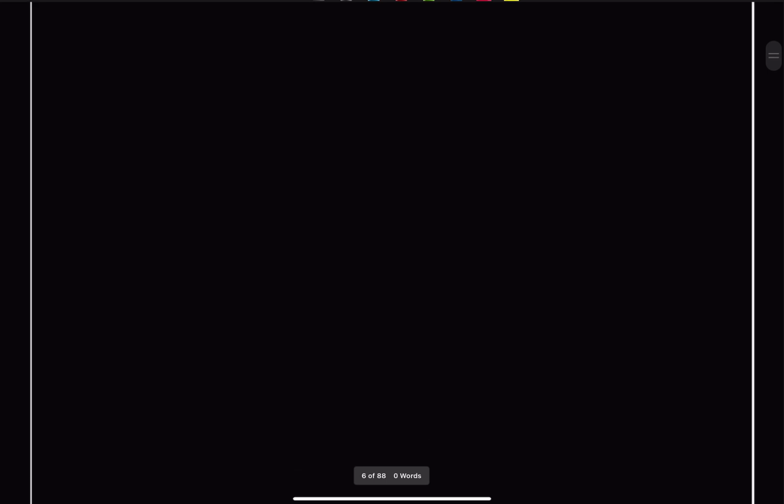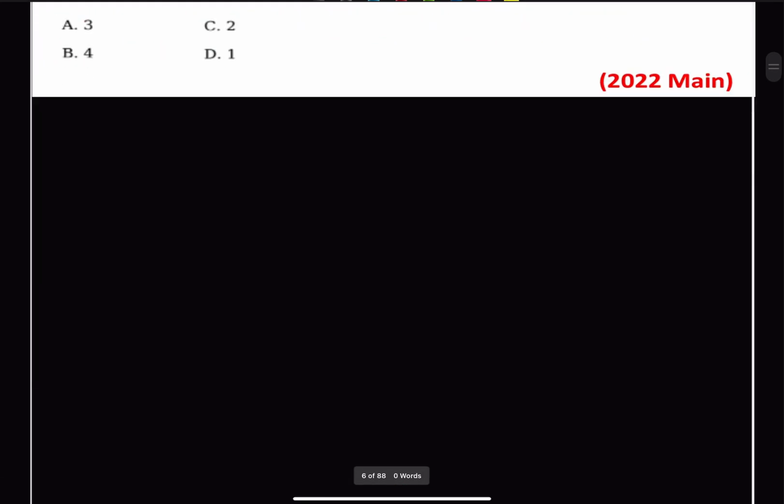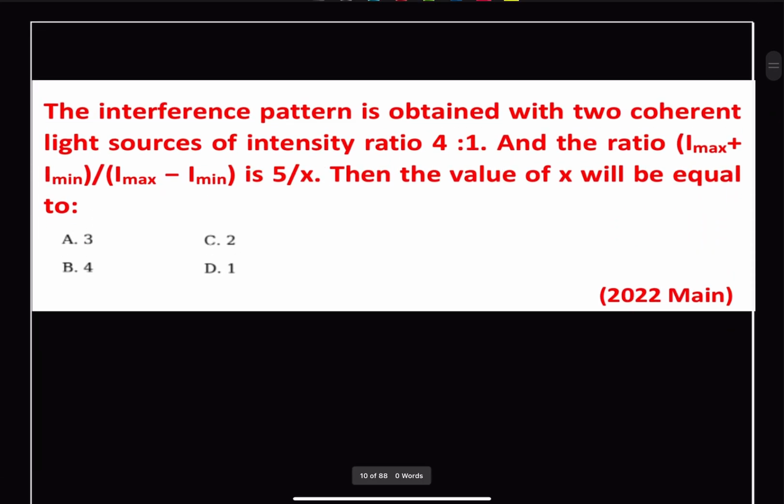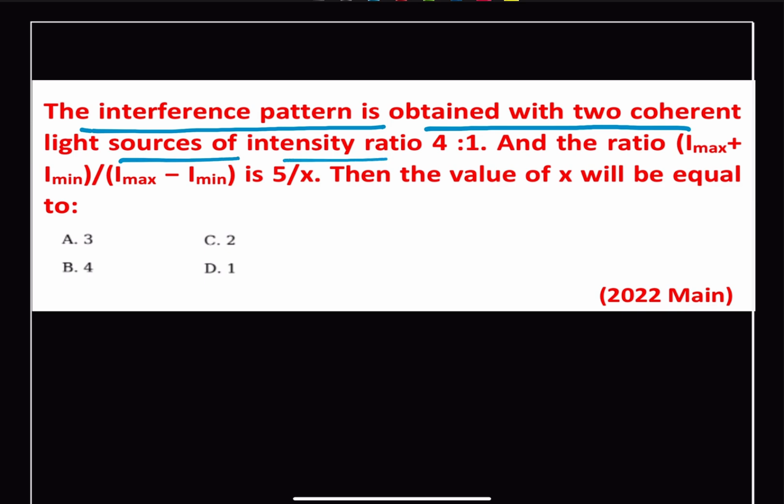Next question, and it states that the interference pattern is obtained with two coherent light sources of intensity ratio 4:1 and the ratio I max plus I min upon I max minus I min is 5 by x. Then the value of x will be equal to.